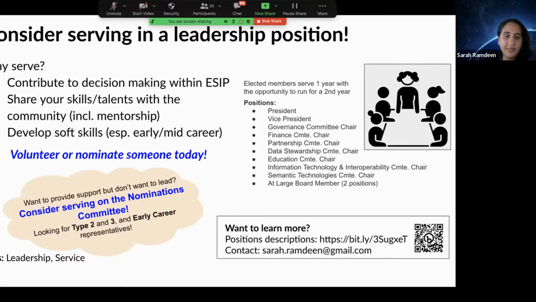We're looking for type 2 and 3 representatives as well as early career. So reach out to me, my email's on the slide. We also have a nominations email address, but I'm not sure if it's active right now while we're still setting up the committee. But if anyone has any questions about what it's like to serve, what the requirements are for the positions, what type of skills we're looking for, please feel free to reach out.